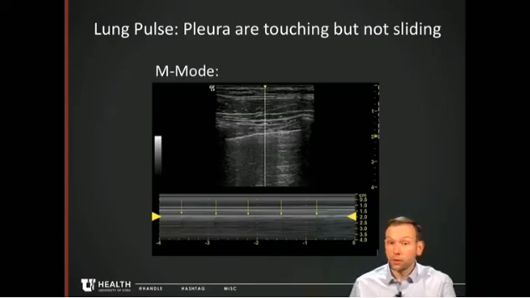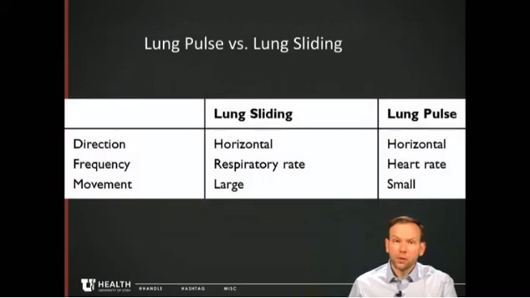So that is one of the reasons you might see this finding, is if your patient is, say, completely apneic. Apnea is certainly a cause of a lack of lung sliding. And the difference between lung sliding and lung pulse is that the frequency correlates with lung sliding with the respiratory rate, whereas lung pulse, it's the heart rate, and then the movements for lung sliding are large and the movements for lung pulse are very small.